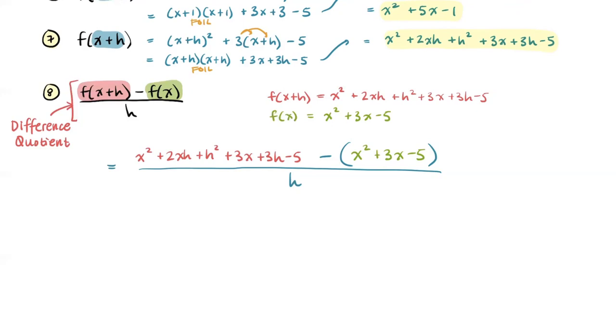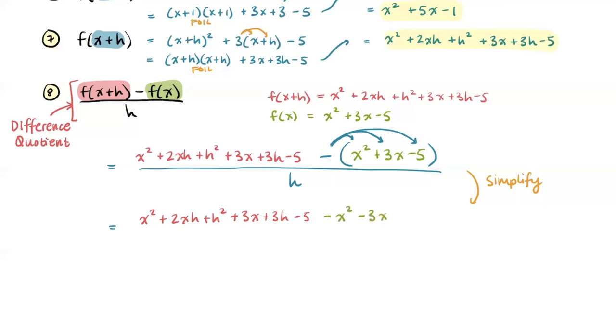Okay, so from here on out, we're just going to simplify. The first thing I would say to do is to distribute the negative sign, because then we'll be able to maybe cancel some stuff out or combine some like terms. All right, so let's go. Pink stuff, not touching that at the moment. Green stuff though, that's going to change the sign. So we'll have minus x squared, minus 3x, and then plus 5. And then that is all divided by h.